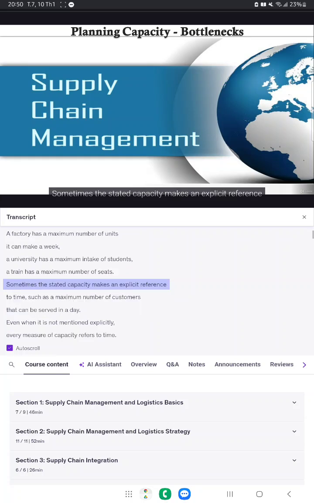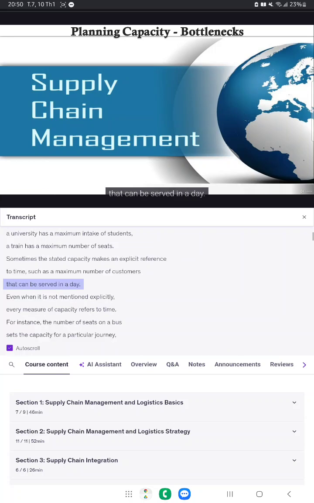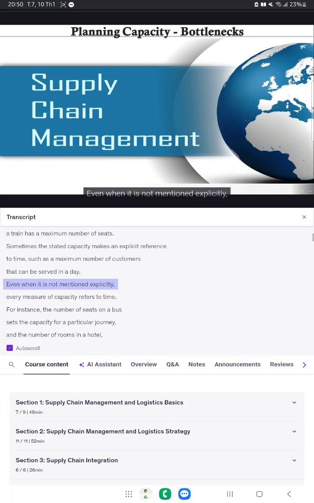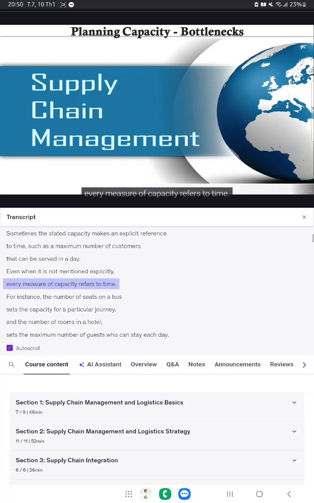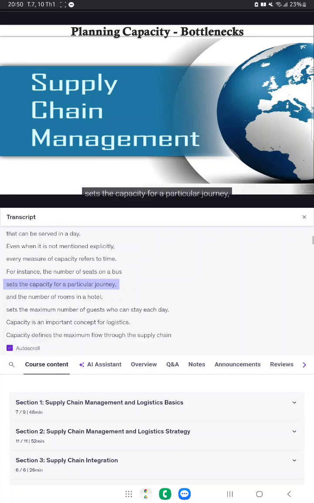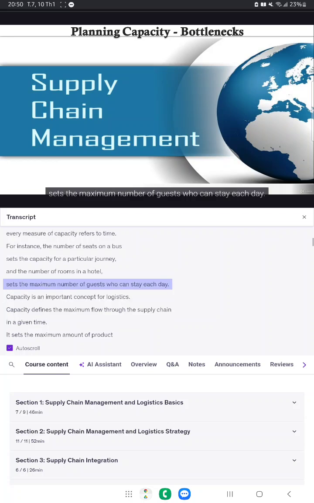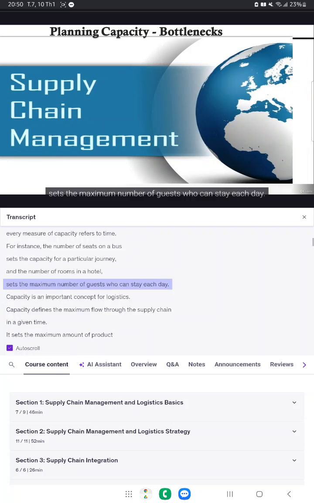Sometimes the stated capacity makes an explicit reference to time, such as a maximum number of customers that can be served in a day. Even when it is not mentioned explicitly, every measure of capacity refers to time. For instance, the number of seats on a bus sets the capacity for a particular journey, and the number of rooms in a hotel sets the maximum number of guests who can stay each day.